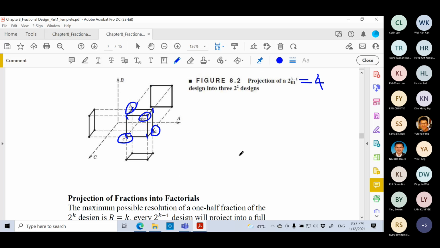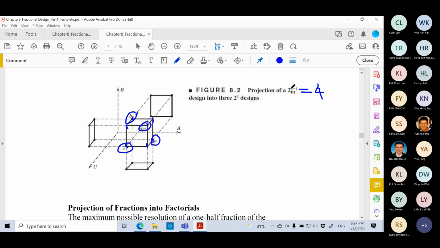The example will be here. If you run only the fraction of the 2 power of 3 minus 1, you can project it to 3 different designs of the 2 power of 2. This just explains to you that you can do the projection.